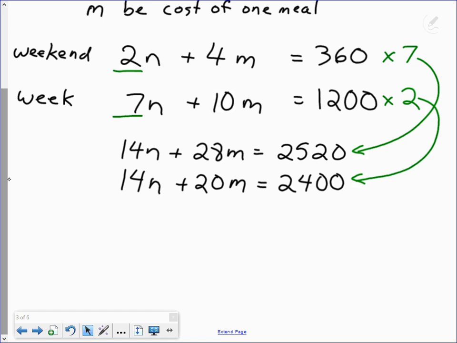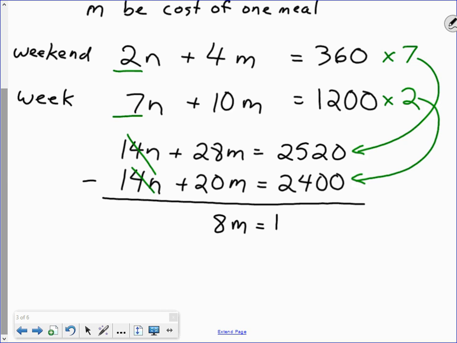Okay. Now we can use elimination here. I'm going to subtract these two equations. Our n's cancel out. 14n's cancel out. 28m minus 20m is going to be 8m. 2520 minus 2400 is going to give me 120. And dividing both sides by 8 gives me that m is equal to 15. Okay.